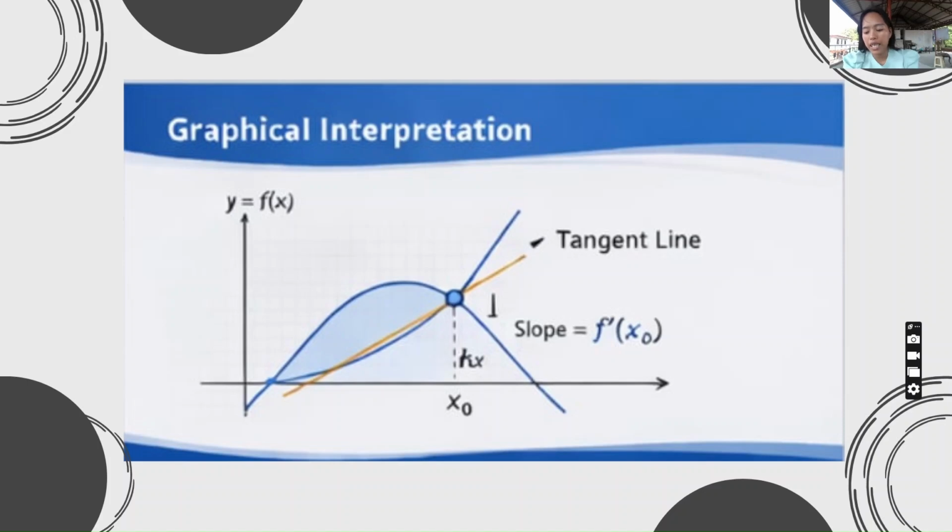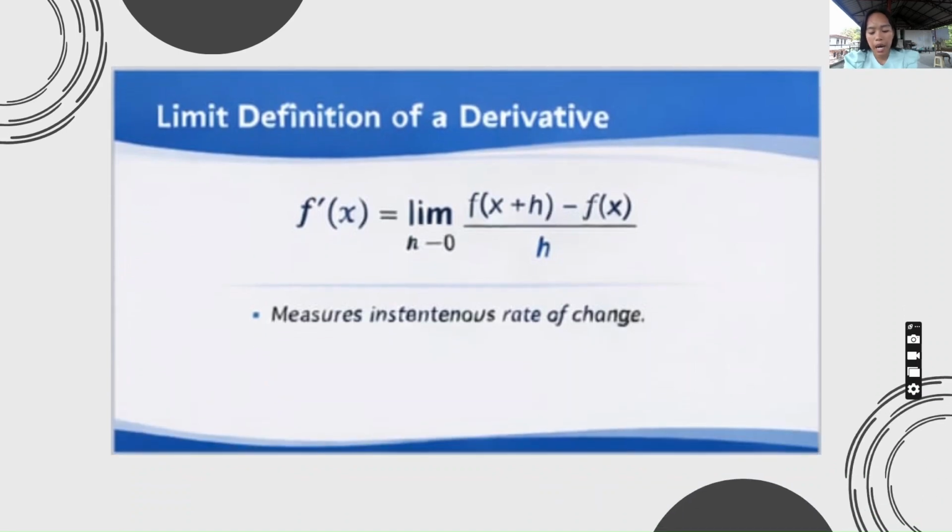This visual perspective helps us understand that derivatives do not just give numbers. They describe how the function behaves locally around a point. So next is the limit definition of a derivative.